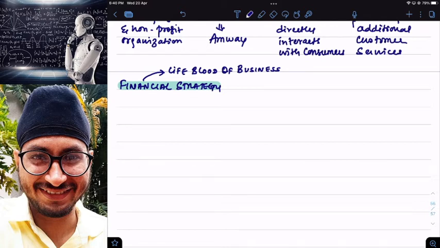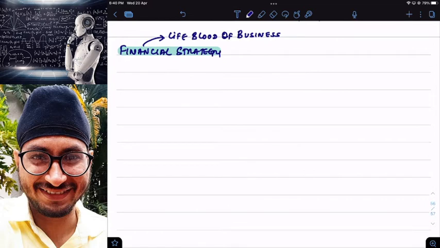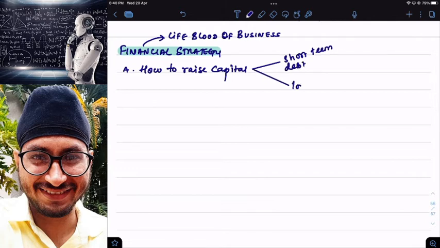Now, in financial strategy there are some concepts that you have to keep in mind. Number one, how to raise capital. See, capital can be raised in many forms. Let us say, for example, it can be short-term debt. I can go for long-term debt. I can also go for equity to raise my finance. Either it can be equity or it can be debt.